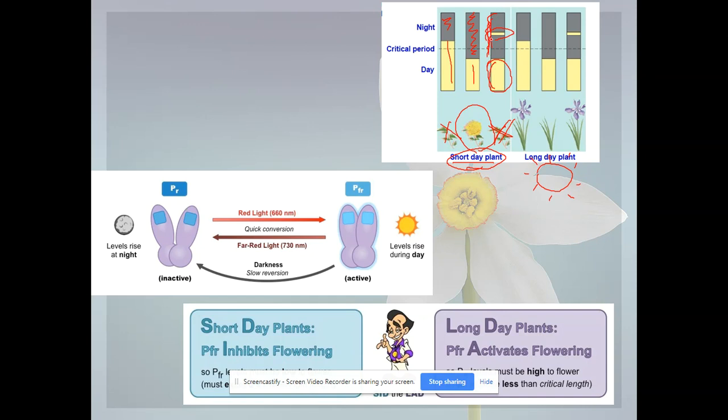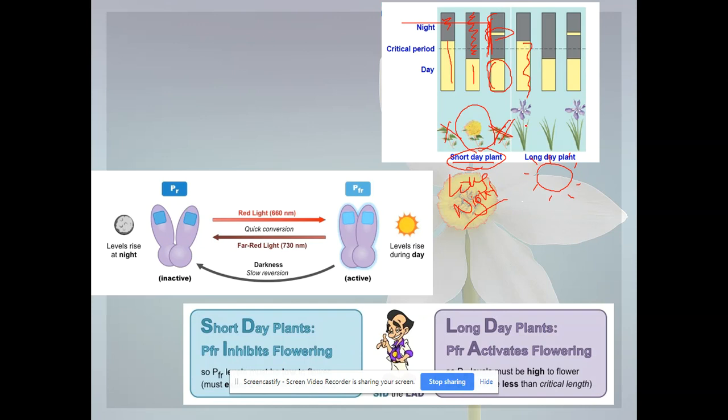It's about how much dark there is. So a short day plant actually wants a long night. Short day is better described as long night. And we can flip that for our long day plants. It's really not about wanting lots and lots of sunshine. It's about wanting a short chunk of darkness.